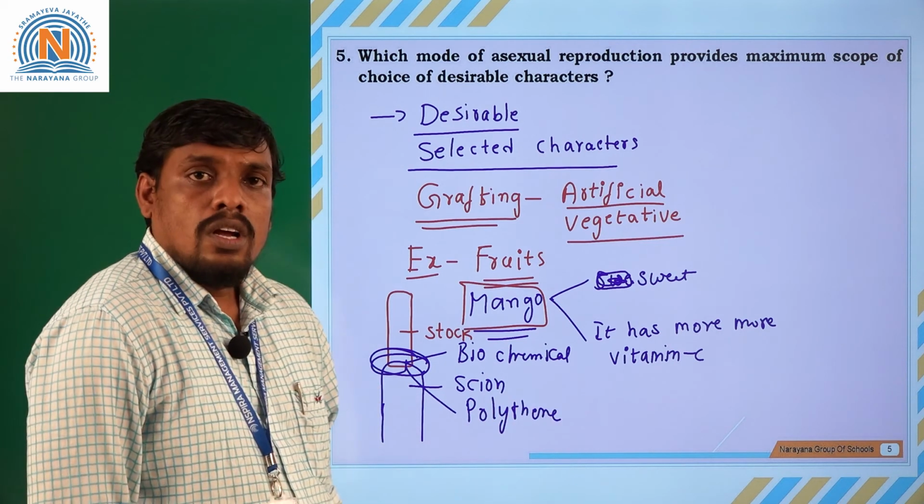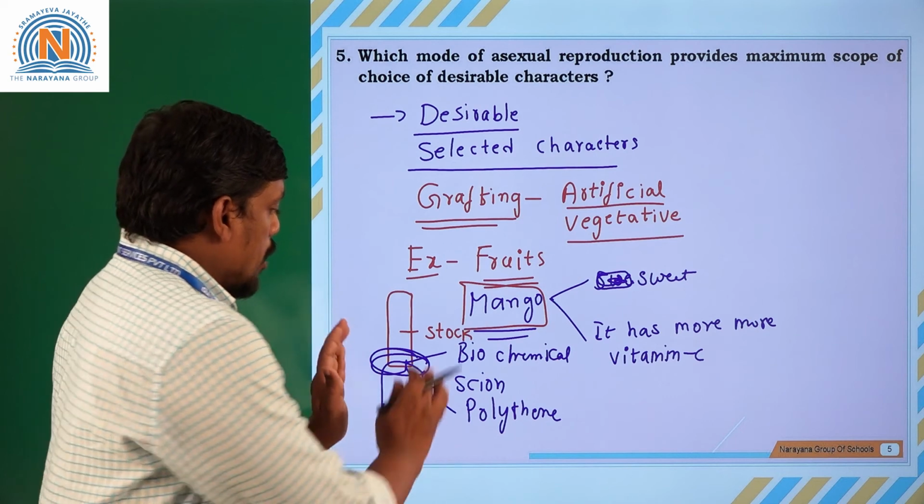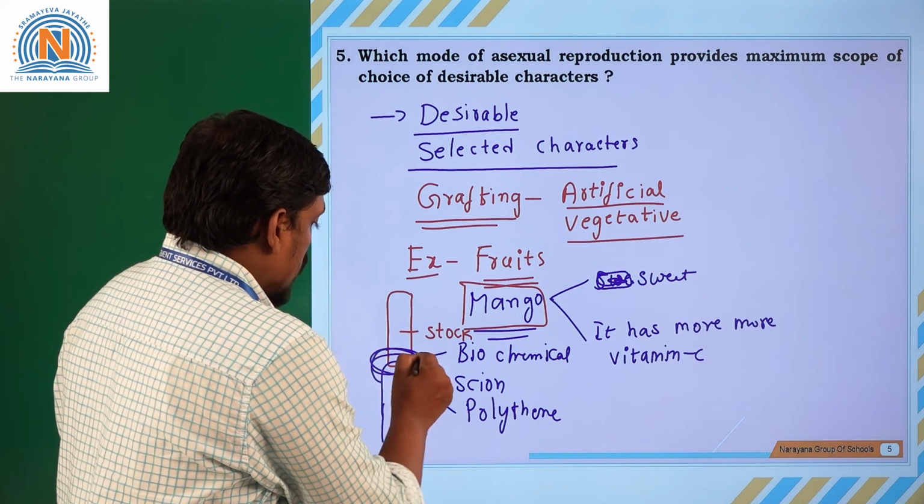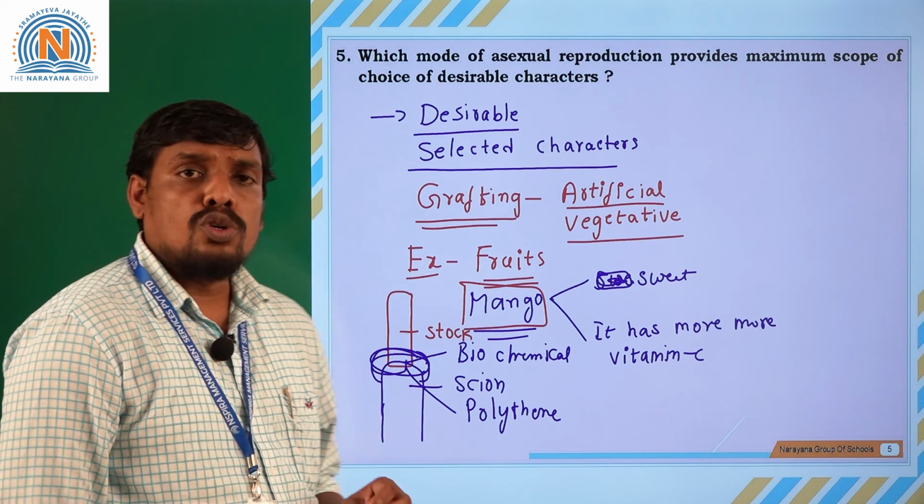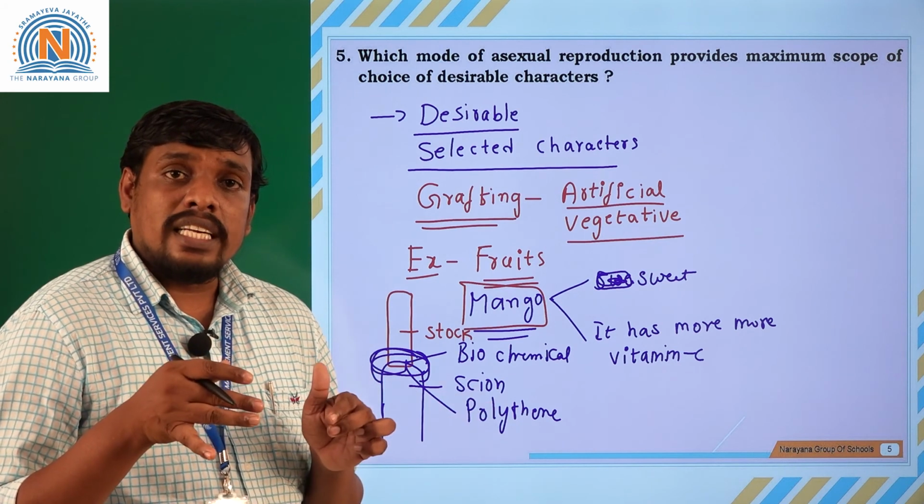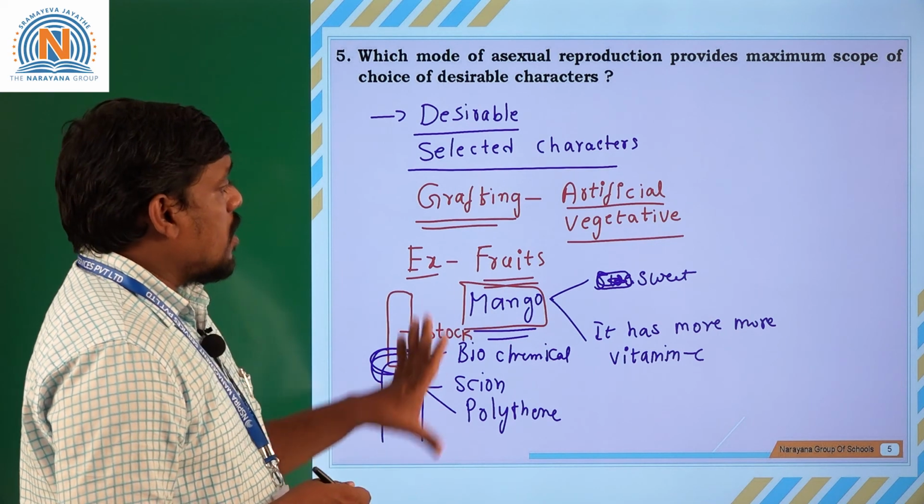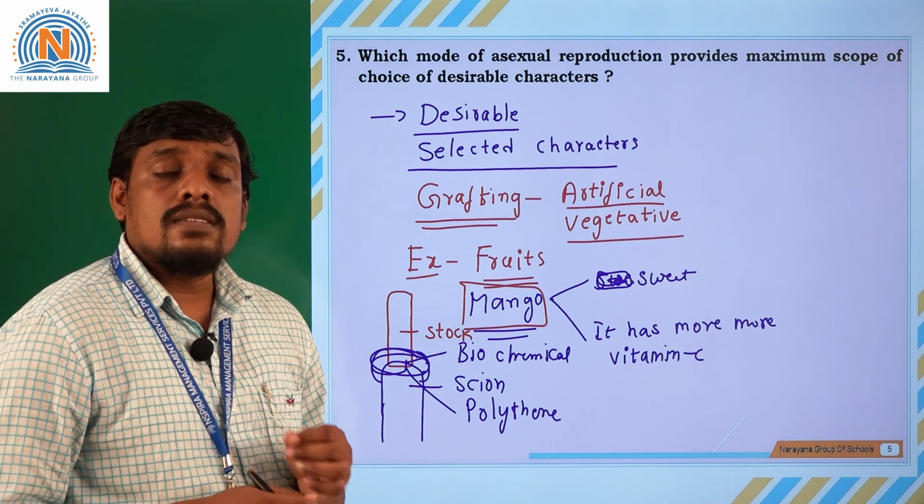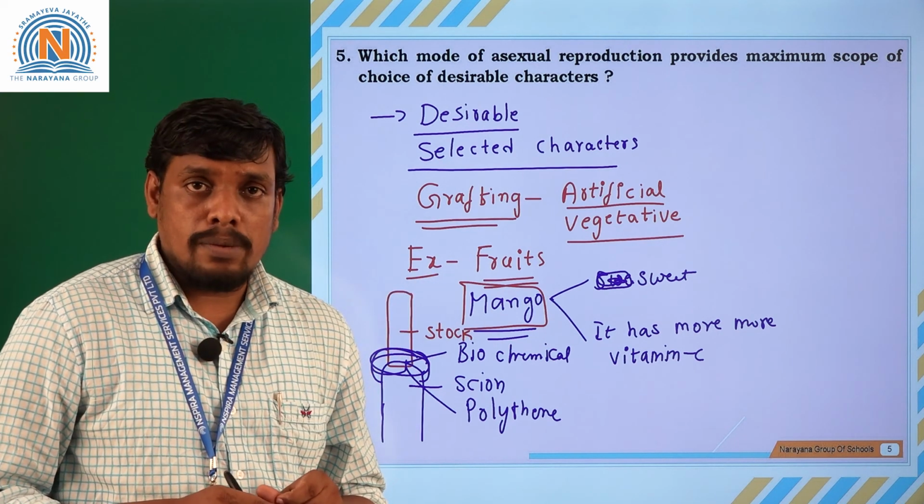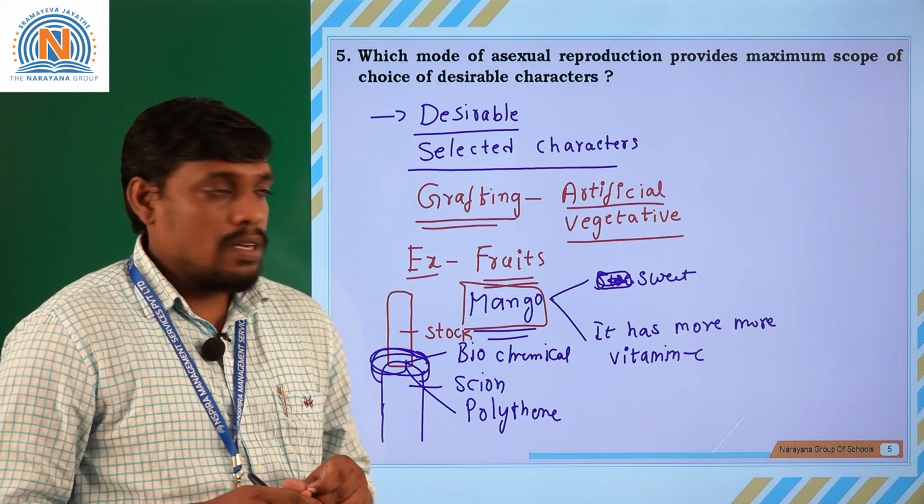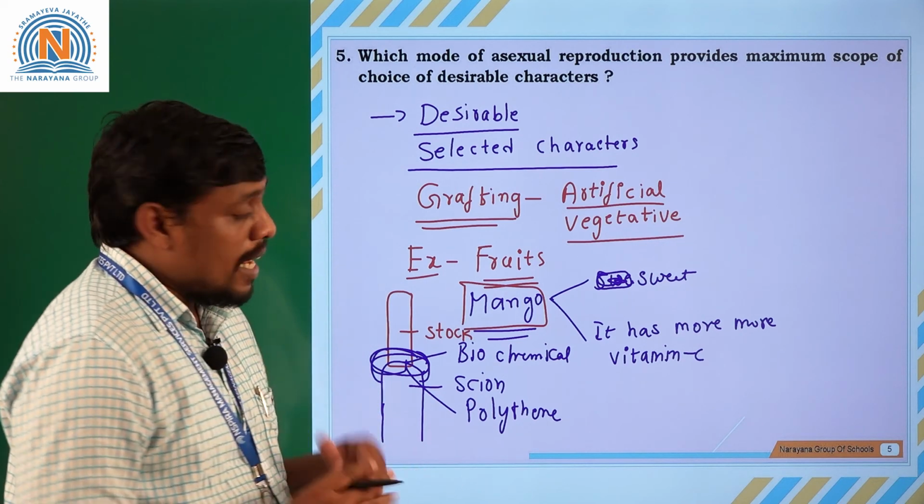Clear, students? If you place a polythene bag in between a stalk and scion here exactly, what will happen? The gases cannot enter in between the stalk and scion. So like this, grafting generally occurs in all kinds of fruit-giving plants. Clear, students? Going for the next assignment.